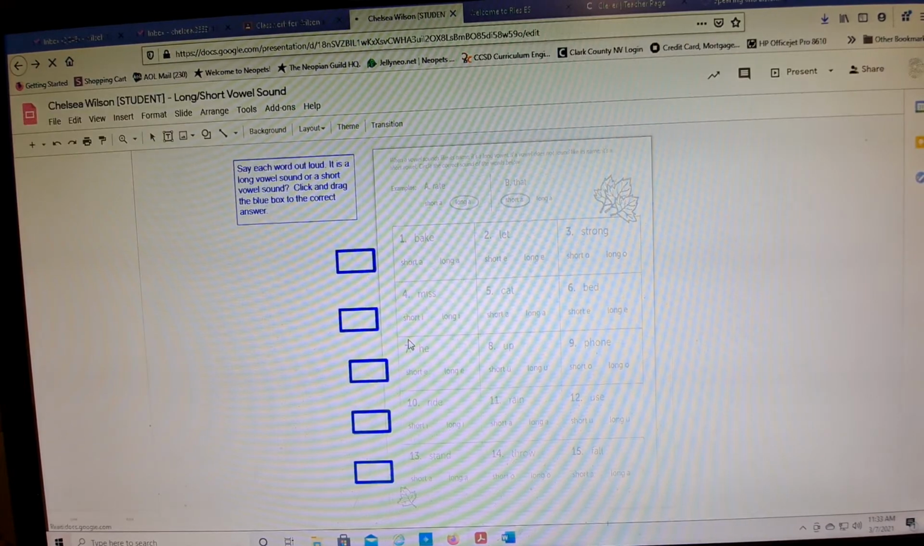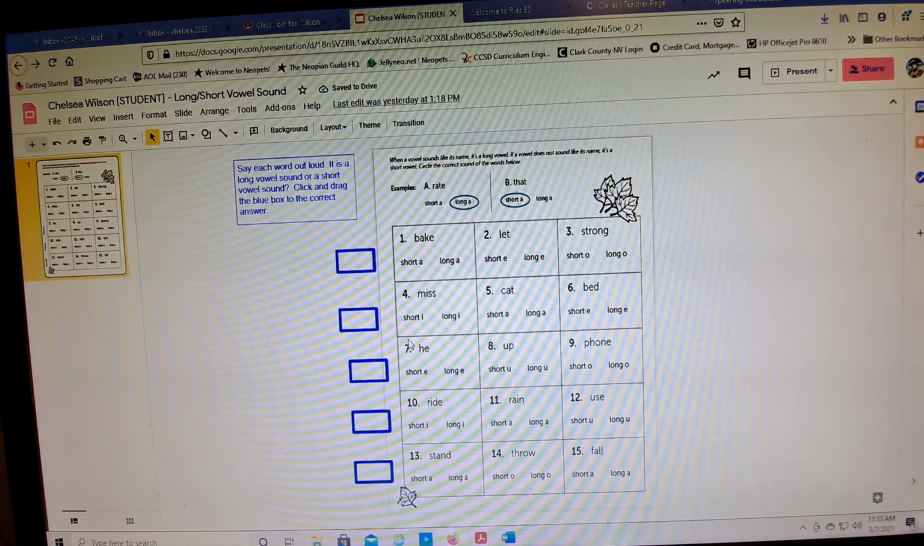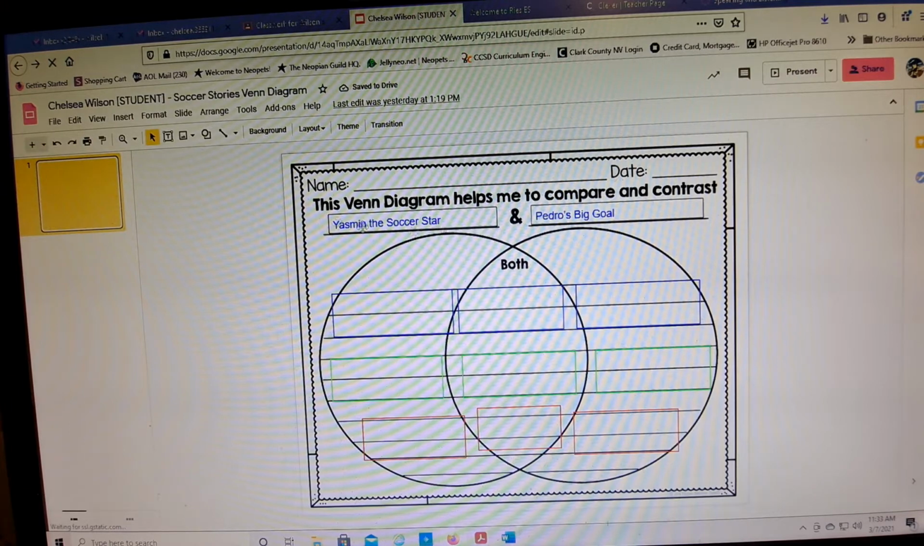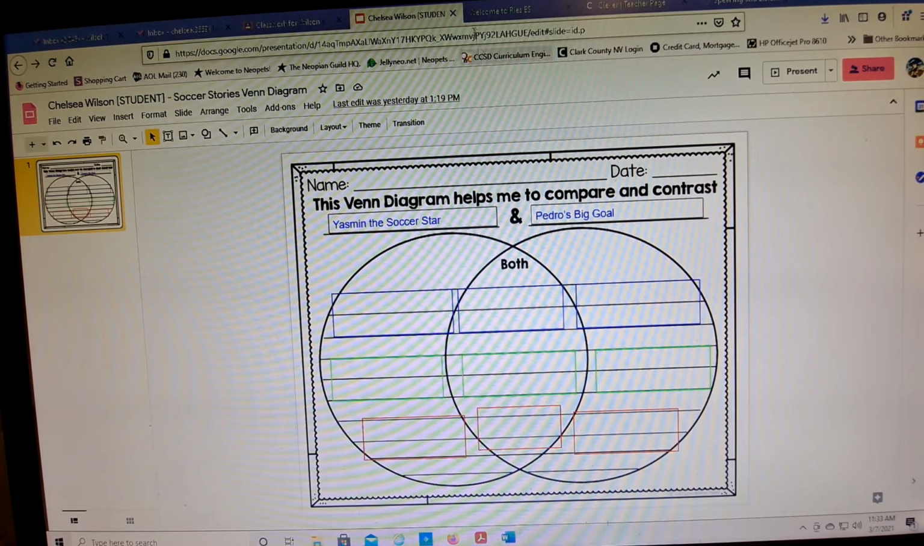We'll just review this as a class, the difference between long and short vowel sounds. And then we'll look at the words and listen to see if it's a short vowel sound or a long vowel sound. And then again, like I said, I already have this all filled out. On Friday, we'll do this. We're going to compare Yasmin the Soccer Star, which you read last Friday, to Peto's Big Goal. And that is a Venn diagram.